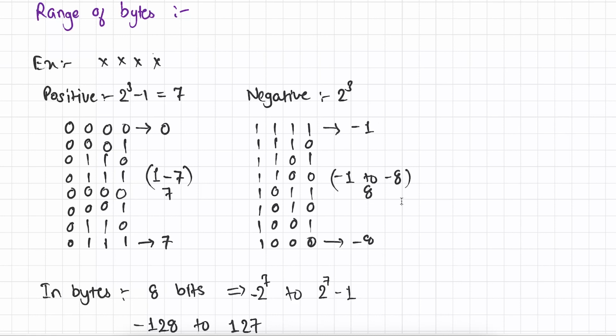As we do not have any zeros in negative numbers, that's why we are able to store one number greater than positive numbers. Here we can store only 7 numbers, but here we can easily store 8 numbers.